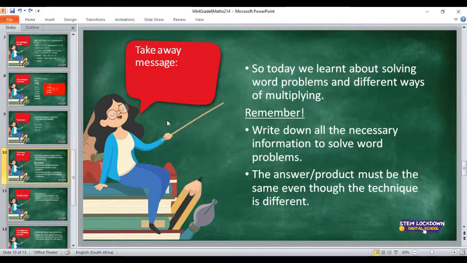Now with multiplying, the answer or product must be the same even though the technique is different. I cannot stress this enough. Whichever method you are going to use or you are asked to use, it must give you the same answer. To make sure that you have the right answer, if you're asked to use the detail recording, you can always check with the column recording just to see if you will get the same answer. If the answer remains the same, it means that you have done the correct calculation.